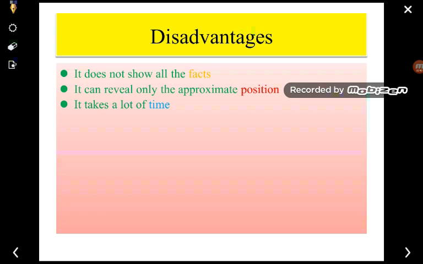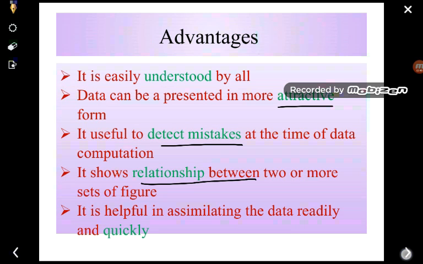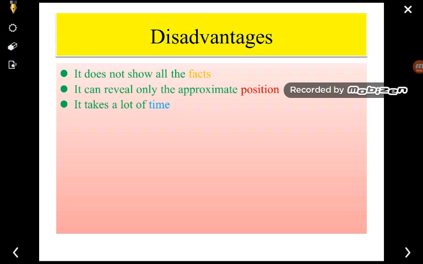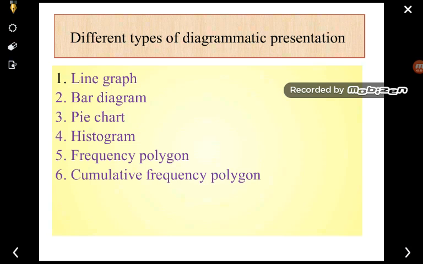Next, coming to the disadvantages, we have already seen there are many more advantages than disadvantages. What are the disadvantages of the graphical presentation of data? It does not show all the facts. We cannot know the whole truth just by looking at this data. We can reveal only the approximate position, so we are going to estimate only the position of the data, and it takes a lot of time. You need a paper, you need a graph, and then you have to plot it down. So it requires a lot of time.